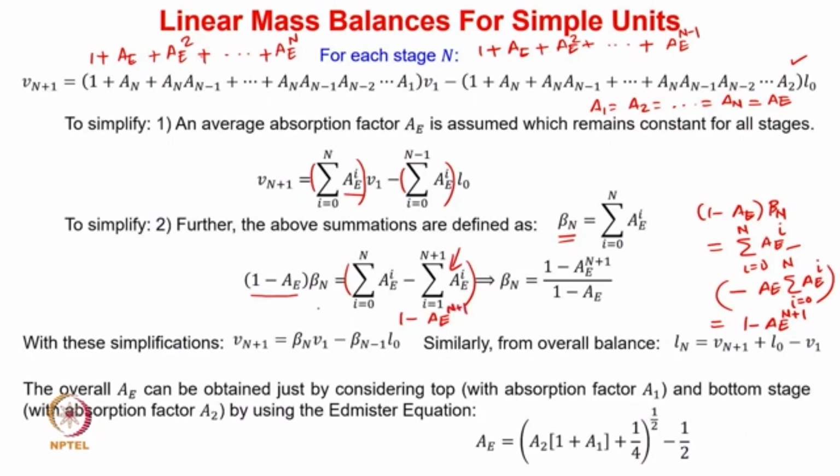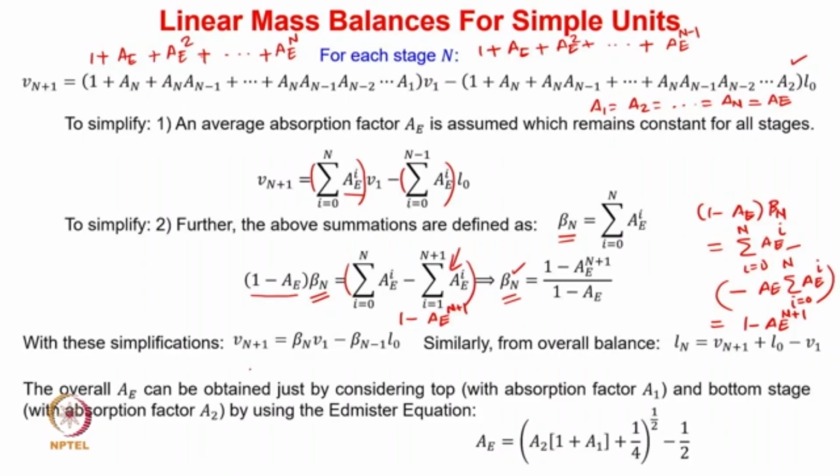Okay, so from this I can now rearrange and find beta n. Beta n comes out to be 1 minus AE raised to the power n plus 1, divided by 1 minus AE. So if I know the absorption factor and the number of stages present, then I can calculate beta n.